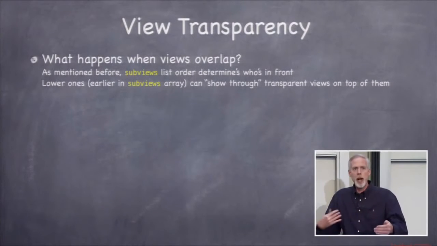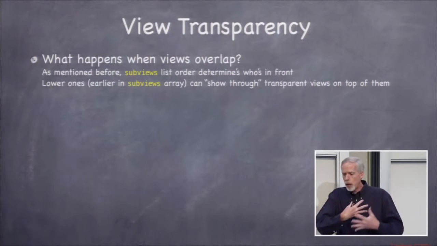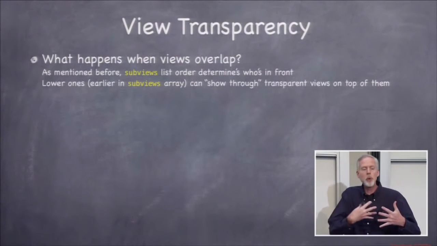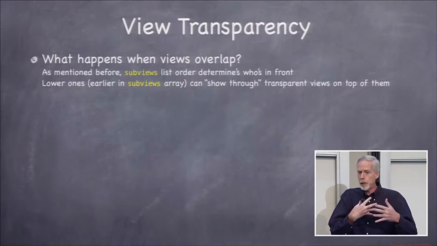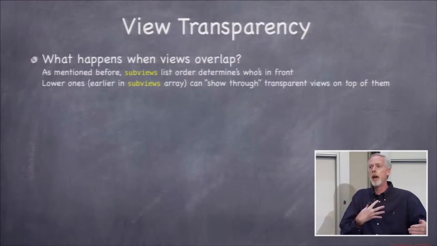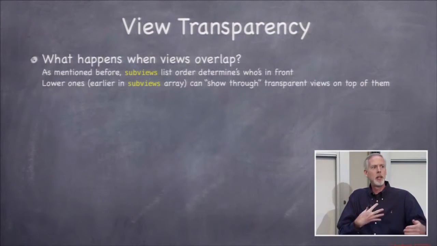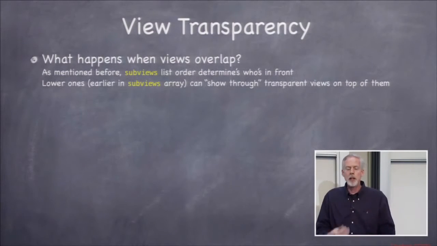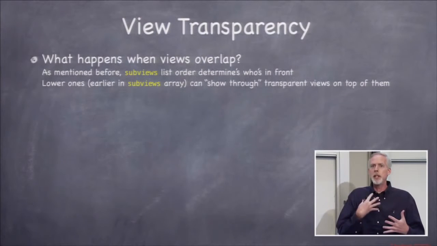So the subviews array is from back to front. Okay? And things can overlap and be on top of each other, and they will show through. If you had an opaque one in the middle, it would all of a sudden block all the ones in the back. You see what I mean? So it's as simple as that. Now, having transparent views is not cheap.